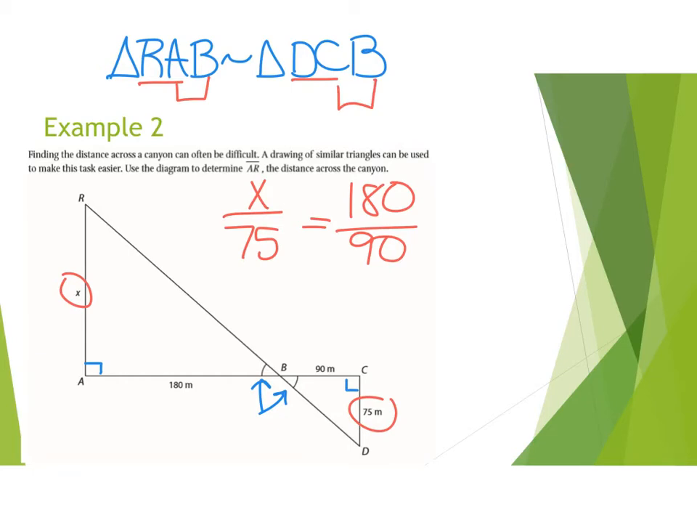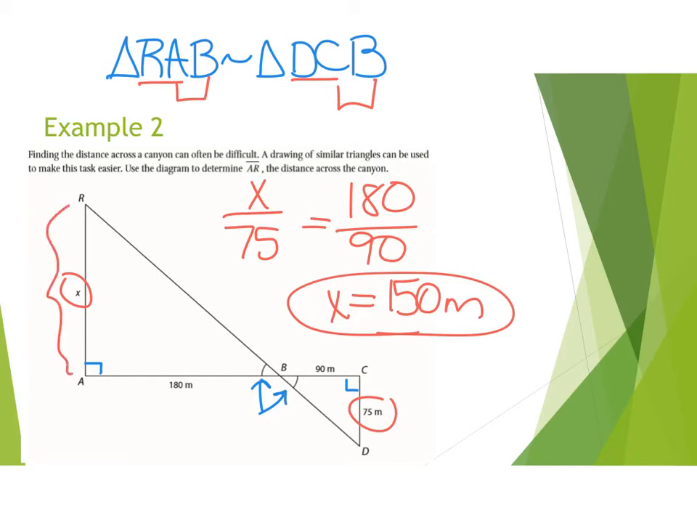Do your cross products, solve for X. I'm not even going to show all the math. Comes out to be X is 150 meters. Now double check if what we have solved for has answered the question. We have an X to represent distance from A to R, and that's exactly what they asked for, the distance across the canyon.